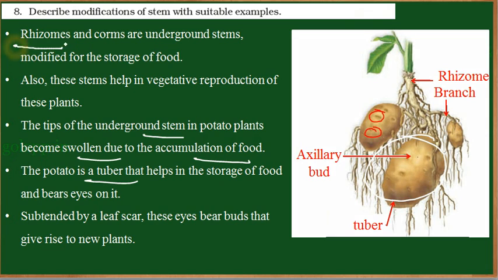So rhizomes and corms are underground stems. They are modified for storage of food, and similarly tubers are also underground stems. They are modified for storage of food. An example for rhizome is ginger, for corm it is colocasia, and for tuber it is potato. So this is the first modification of stem, where it is used as a store for food.